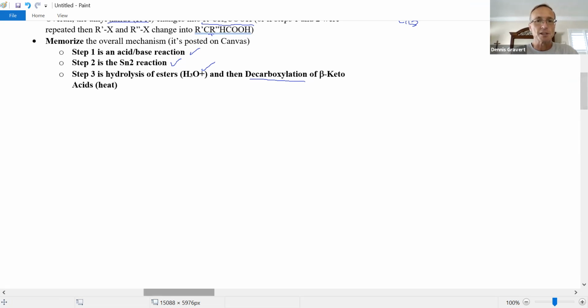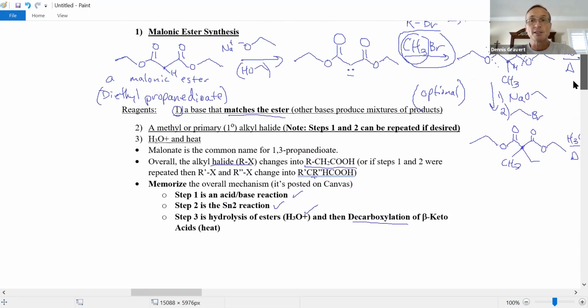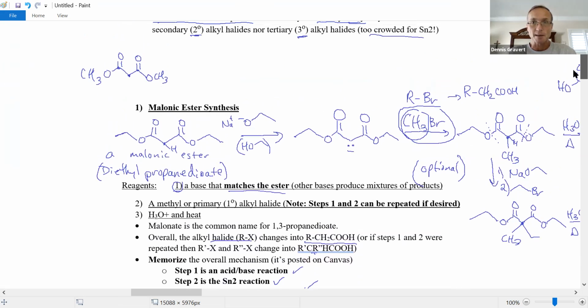One more detail before we jump into the mechanism. This little notion about the base matching the ester. I've got a little assignment later, not associated with this video, to give us a better understanding of why. But right now, it's a general rule. The base you pick is not going to be sodium hydroxide. It's not going to be LDA. You have to choose the one that matches the ester.